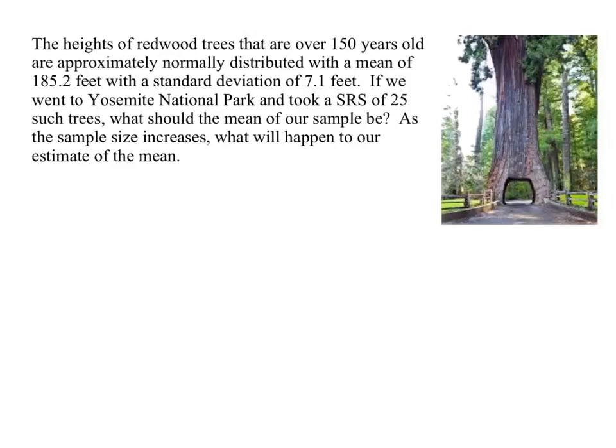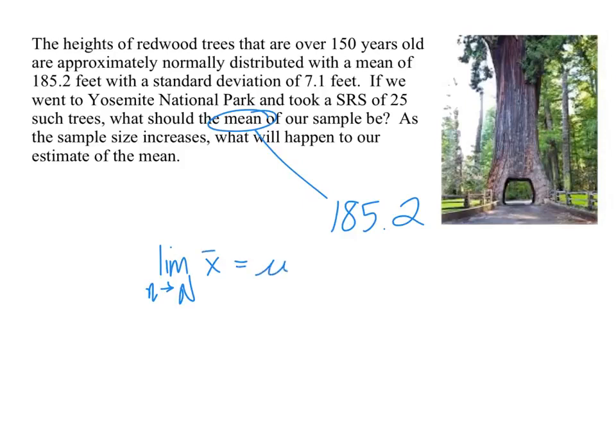Well, of course, the mean should be 185.2, but we understand that it might not be. As the sample size increases, what should happen to the estimate of our mean? Well, the limit as n approaches big N of our sample means, of course, should be the population mean.